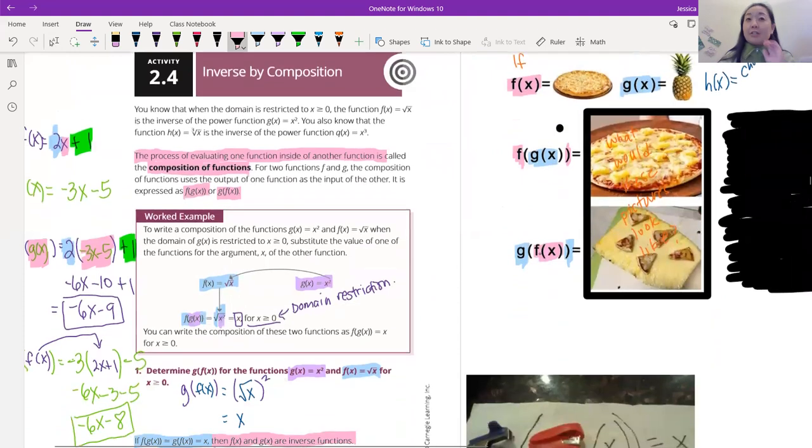And then we went into 2.4, which is inverse by composition. We call these composite functions. And so thus far, we've been able to see if a function was invertible by looking at its graph. You do the vertical line test and the horizontal line test, and if it passes both of those, then that function is invertible. And I said that we're going to be able to do it algebraically as well. Today's that day. Yay, we finally got to the day.